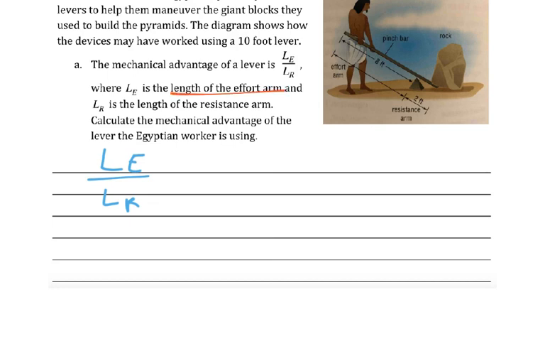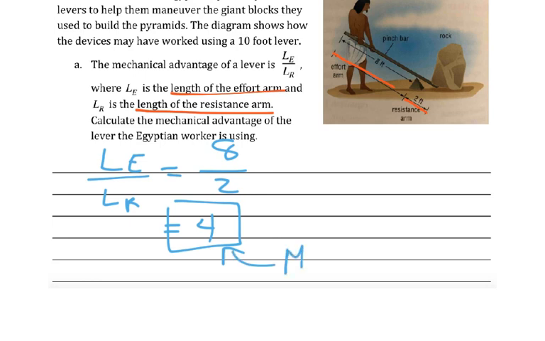length of the effort arm, and since they clearly labeled the effort arm here, I'm going to write it is equal to 8. And then LR is the length of the resistance arm. And when I look at the picture, it's just 2. So I'll plug in 2 and I will write 4. So calculate the mechanical advantage of the lever the Egyptian worker is using. We'll go ahead and box this, draw an arrow to this, and write mechanical advantage.